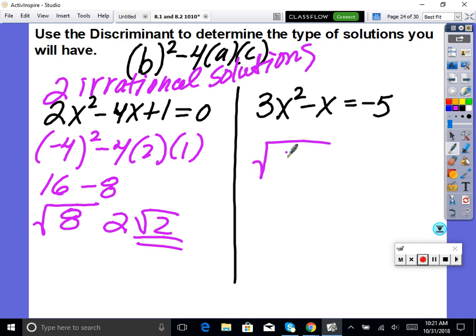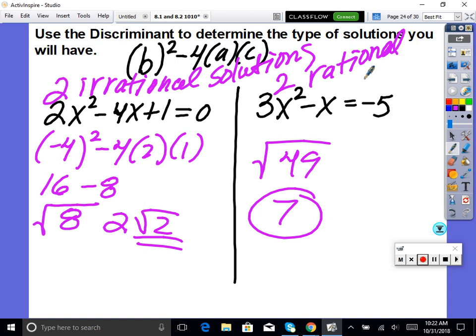What if I have the square root of 49? That's 7. So that would be 2 rational solutions that are not the same. They're not the same solution. Everybody good? That's the end of the lesson if you're good. Yeah? Okay, awesome. Actually, no, it's not.